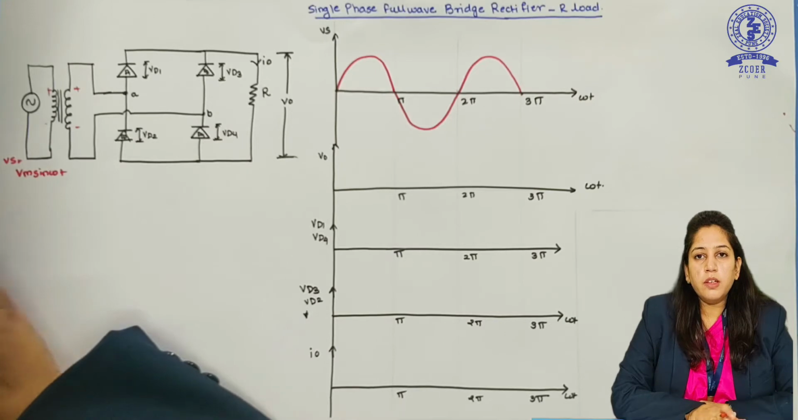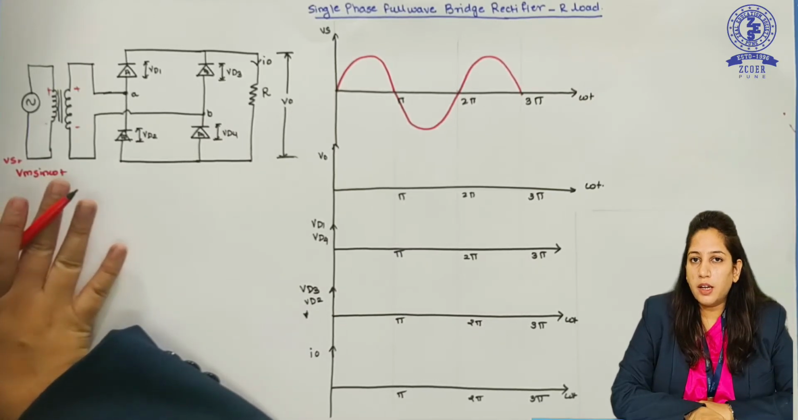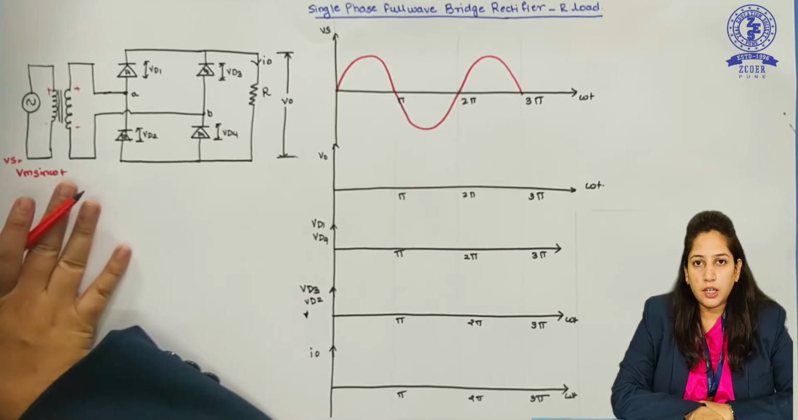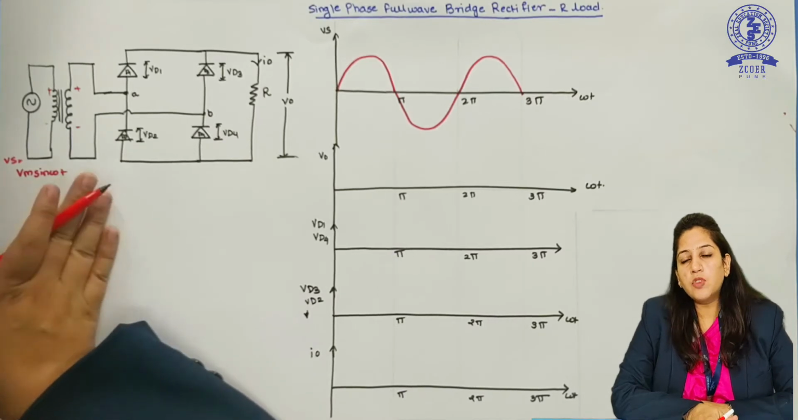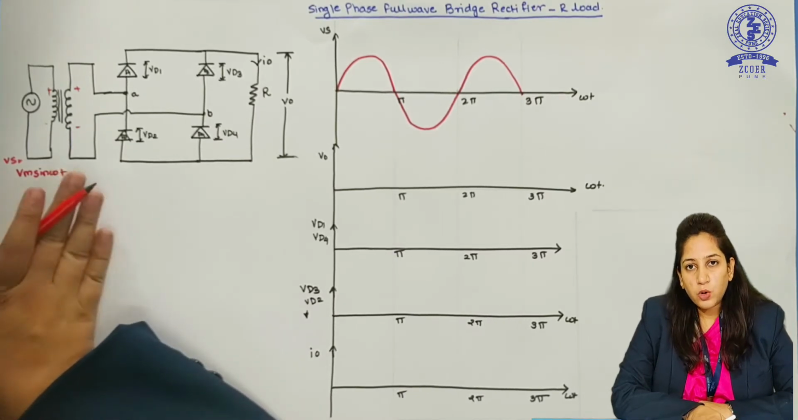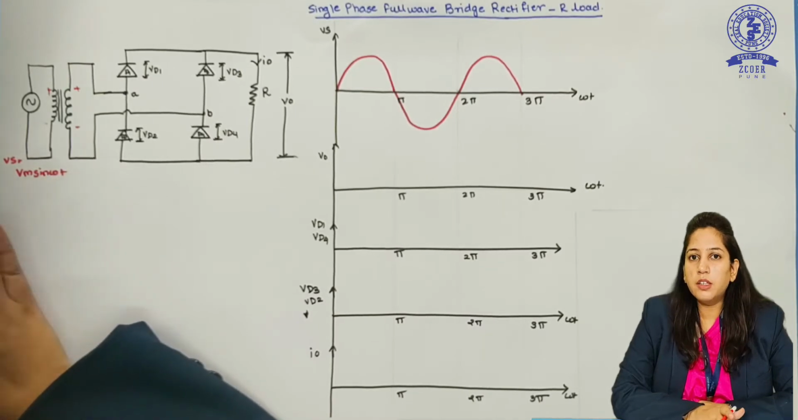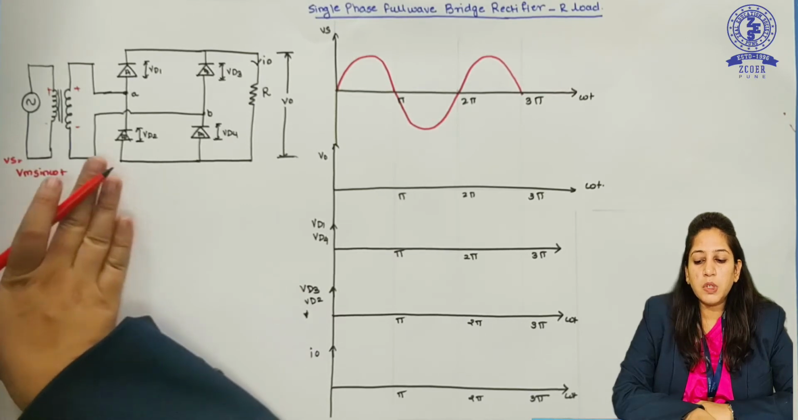Okay. Now in this bridge circuit, two diodes will be conducting at a time and the rest of the two diodes will not be conducting at that particular time. Okay. And for the other half cycle, the diodes which were not conducting in the previous half cycle will be conducting, and vice versa. Okay. So we will see how this bridge will work.